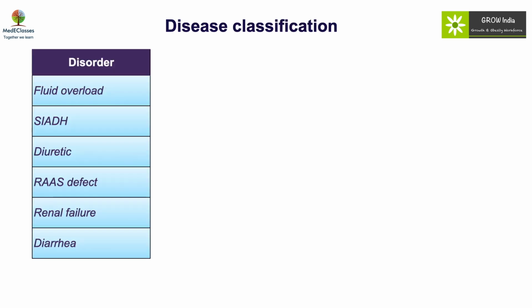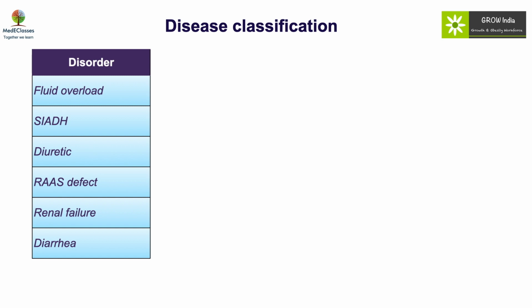Now, if we look at the major causes of hyponatremia, fluid overload will typically be quite visible clinically. SIADH is a diagnosis of exclusion. Diuretic history is often there but sometimes may be missed. RAS defect typically will be associated with dehydration, high uric acid, and hemoconcentration. Renal failure will be associated with hemodilution, and diarrhea, of course, will have a low urinary sodium because it's mainly an extra renal loss of sodium.